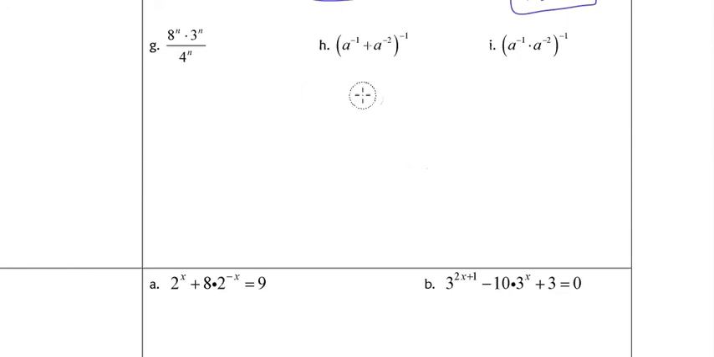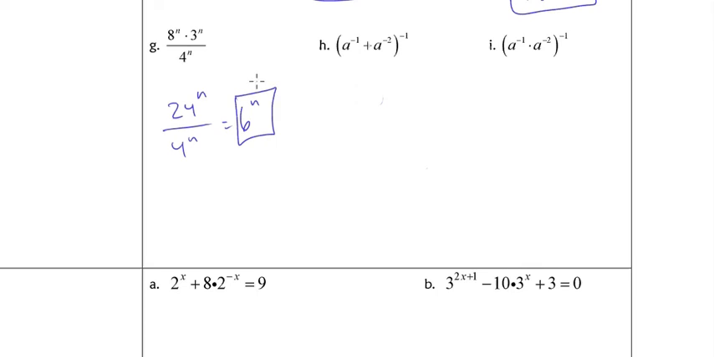All right, next few. We've got 8 to the n times 3 to the n divided by 4 to the nth power. So remember, if we have the same exponent, we can go ahead and multiply these together. So I have really 24 to the nth, oops, not 24 squared, I have 24 to the nth power divided by 4 to the nth power, and that will simplify to 24 divided by 4, 6 to the nth power.